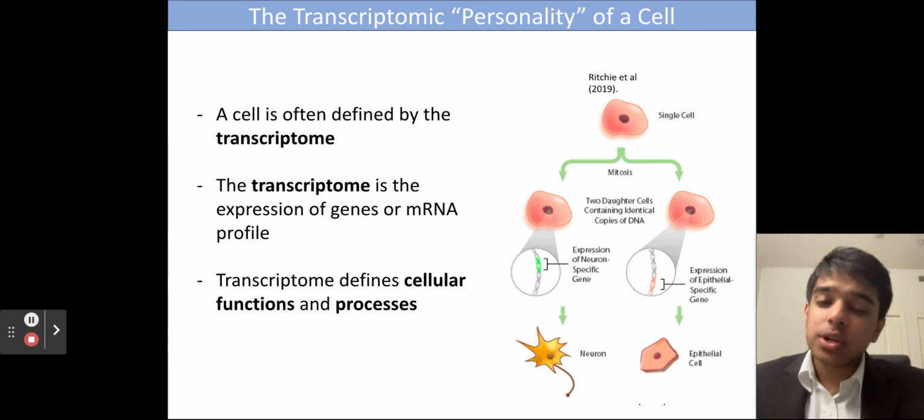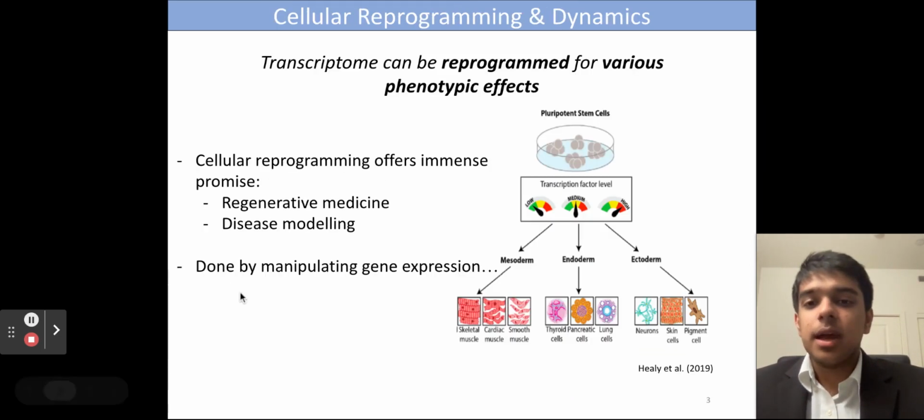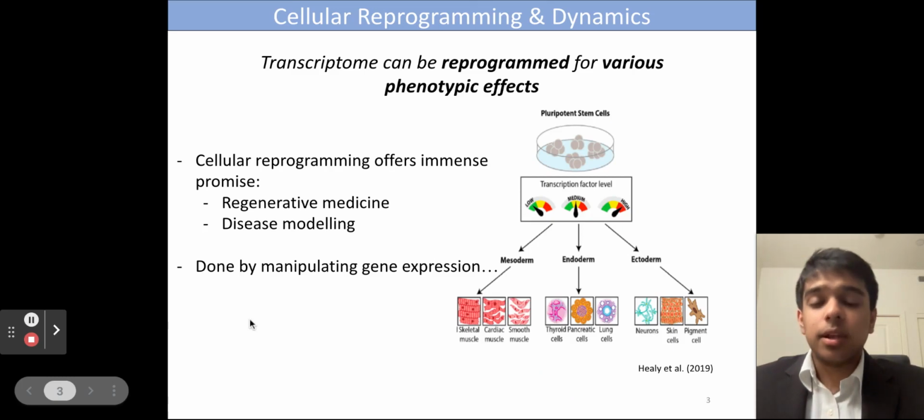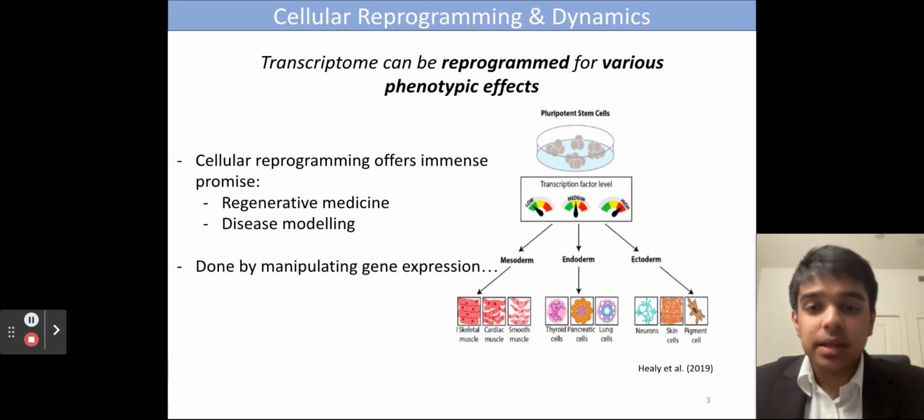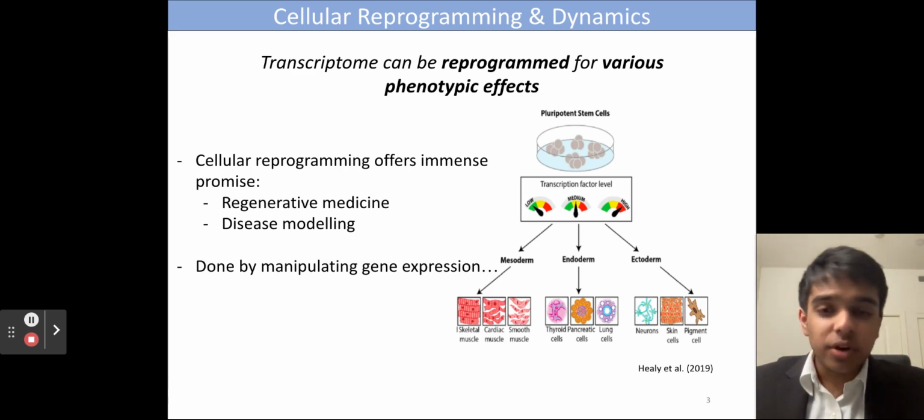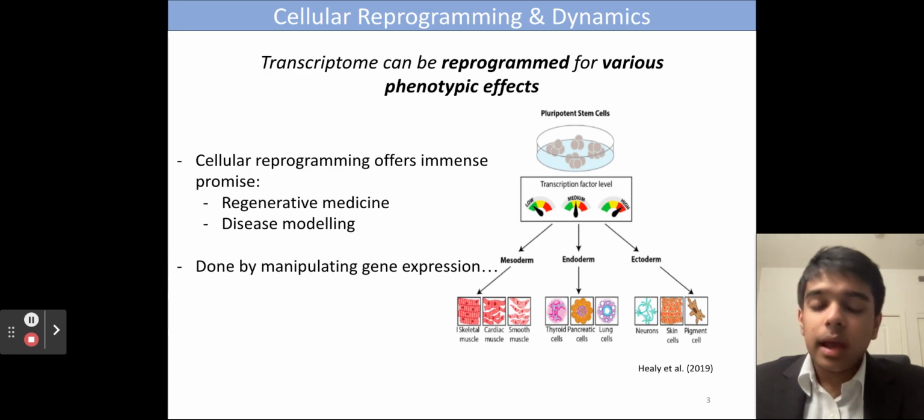Now, this begs the question, what if we induce changes in the transcriptome? So, what if we make planned changes in the gene expression levels? Well, that would lead to choosing for specific phenotypic effects. And this is known as cellular reprogramming, where the transcriptome can be reprogrammed for various phenotypic effects. And cellular reprogramming offers immense promise in regenerative medicine, disease modeling, disease reversion, and various other areas of research that are crucial. And how is this done?